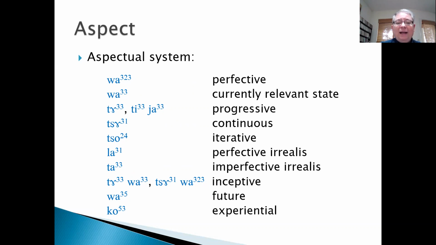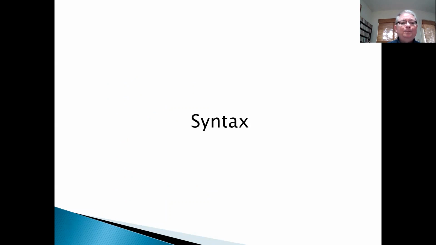Notice that we've got both realis and irrealis. We've got three different imperfectives: progressive, continuous, and iterative. They overlap, but they do have separate uses. Some of them can be combined to create new meanings, and that's how we get the two inceptive constructions. So the aspectual system is used quite a bit. Not obligatory in every case in a verb clause, but we find that these are used quite a bit.